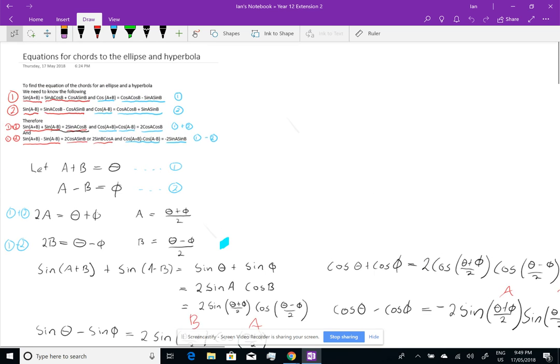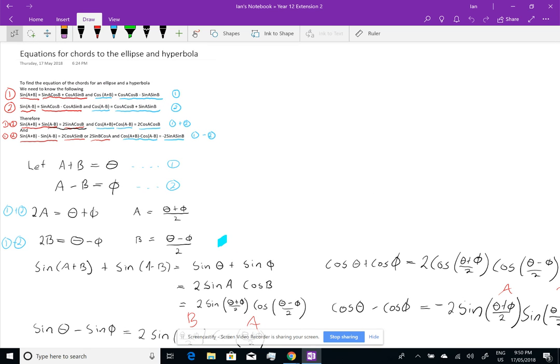Okay, Year 12, I'm going to have another go at, or finish off doing, the equations of chords. This time we're going to look at the equation of the chord to the hyperbola. The previous clip did the equation of the chord to the ellipse. Essentially, though, we're going to be using all the same sorts of things here.